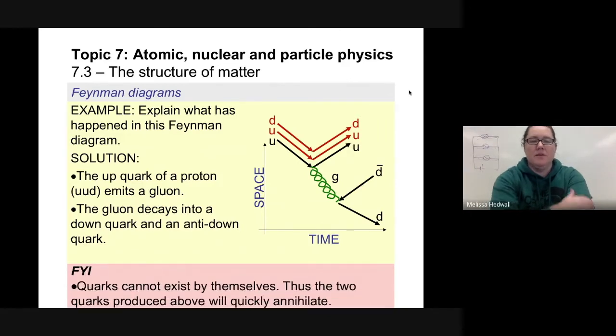That just talks about what we have. Quarks cannot exist by themselves, and so the two quarks produced above will actually very quickly annihilate. They won't be there. They may be joined in with something else. They may go back to energy. You've got different options that'll happen with it, but they will not stay as individual quarks very long.